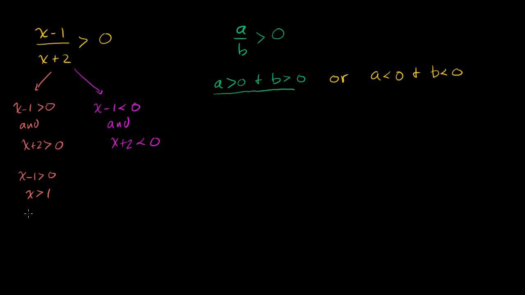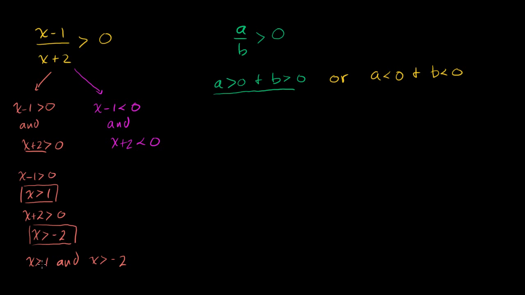And if we do x plus 2 greater than 0, if we subtract 2 from both sides of that equation, we get x is greater than minus 2. So for both of these to hold true, x has to be greater than 1 and x has to be greater than minus 2, right? This statement, we figured out, means that x has to be greater than 1. And this statement tells us that x has to be greater than minus 2.